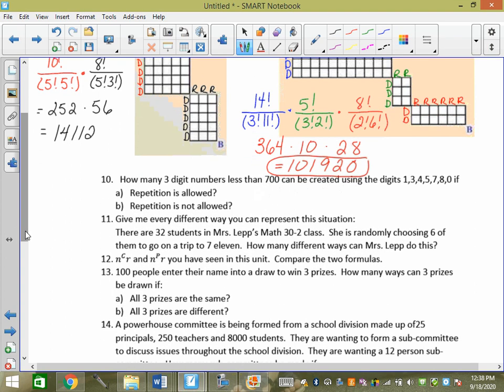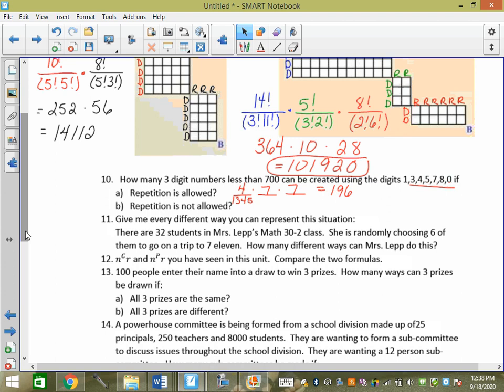How many 3-digit numbers less than 700 can be created using the digits 1, 3, 4, 5, 7, 8, 0 if repetition is allowed? So less than 700 means I can only start with 1, 3, 4, and 5. I can't start with a 0 because it would be a 2-digit number. So I get 4. Then I can bring all of them back, all 7 of them. So times 7, and then times 7 again. So I get 4 times 7 times 7, which is 196.